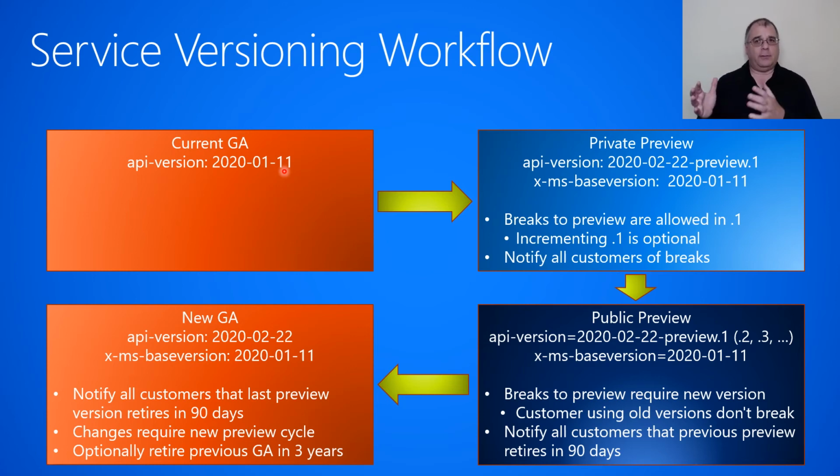And you might start off with having a private preview. So let's say that for version 2 of the service, we'll call the API version 2020-02-22. But because this is in preview, we'll append the suffix -preview.1 to the end of the API version. Inside your OpenAPI specification, you would indicate that this is based on the 2020-01-11 version. So this is a later version that was originally based on version 1.